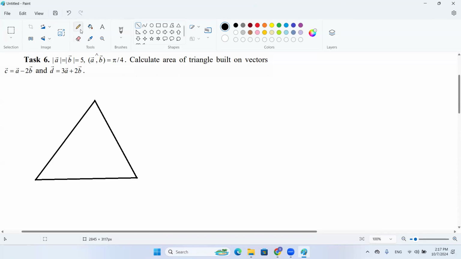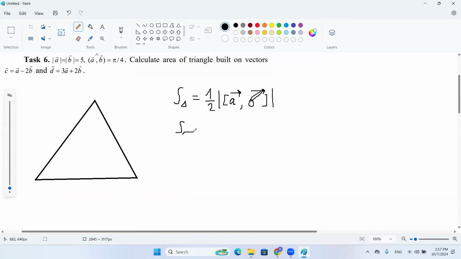Okay, let me remind you. For the triangle, it will be equal to one half of the module of the vector product of the vectors that build the triangle. And for the parallelogram, just the module of the vector product. And actually that's it. That's just what we need.